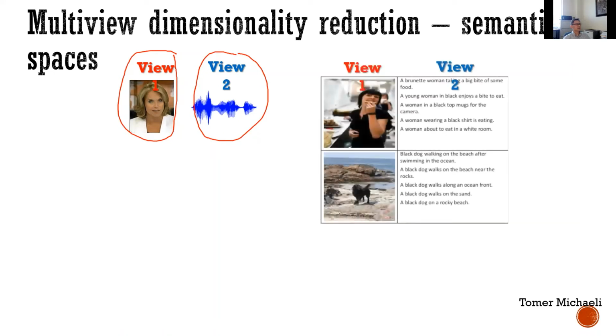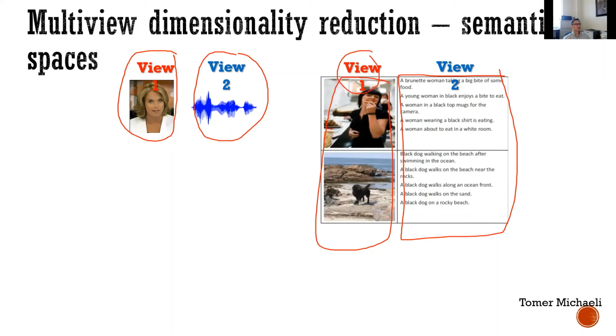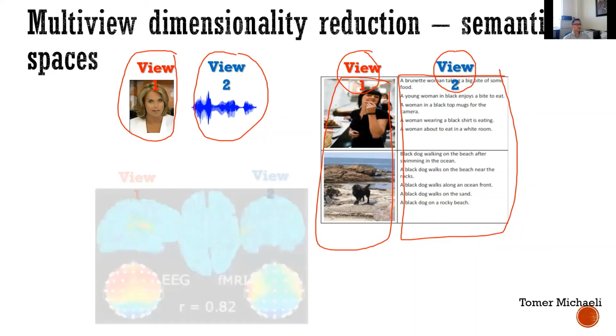Can be pictures and the description of those pictures. So there are totally different views of the signals. One is picture image, and then another is description using text.